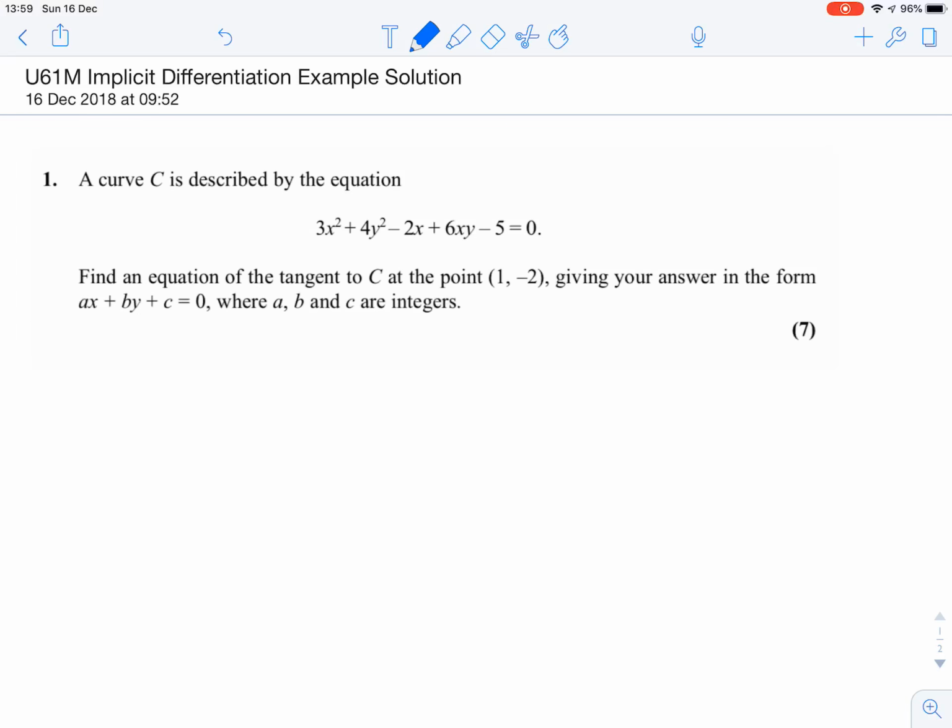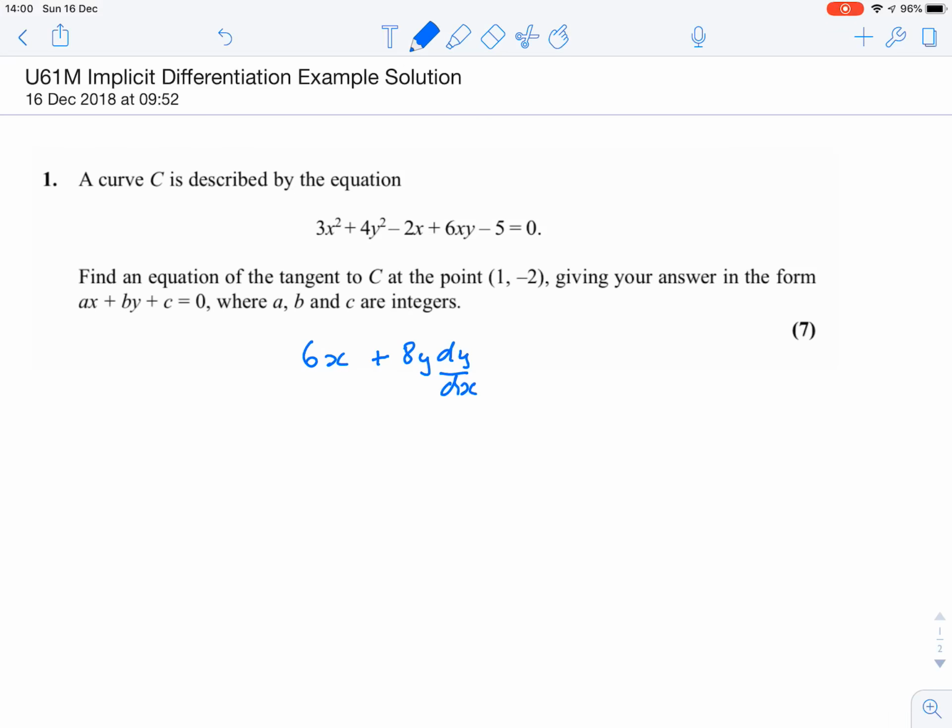Well, before we can find the equation of the tangent at the point (1, -2), we'll need the gradient at the point (1, -2), and that's where the differentiation comes in. So let's differentiate this equation with respect to x. I differentiate 3x squared and I get 6x. Differentiate 4y squared with respect to x. We do that by differentiating it with respect to y and we get 8y, and multiply by dy by dx.